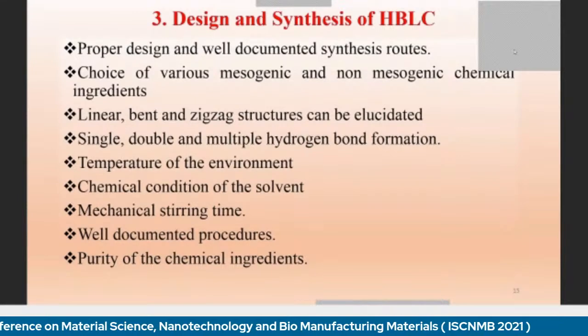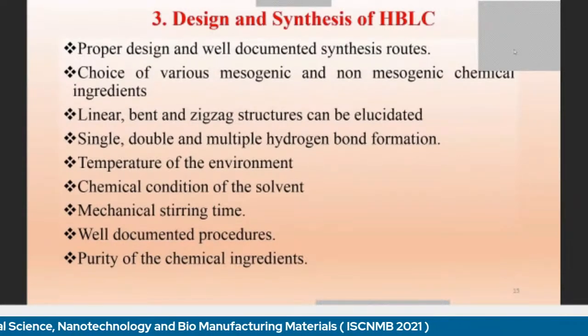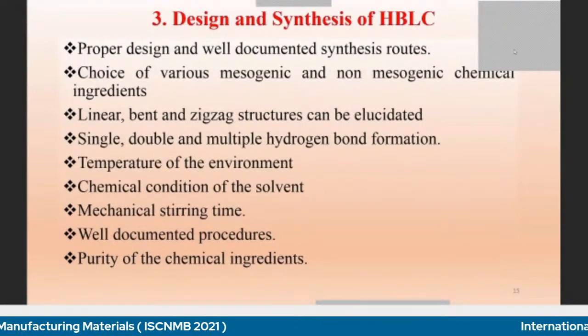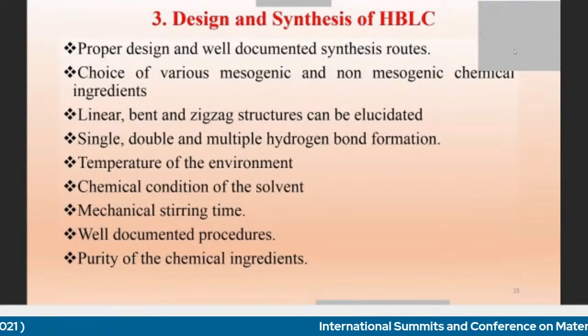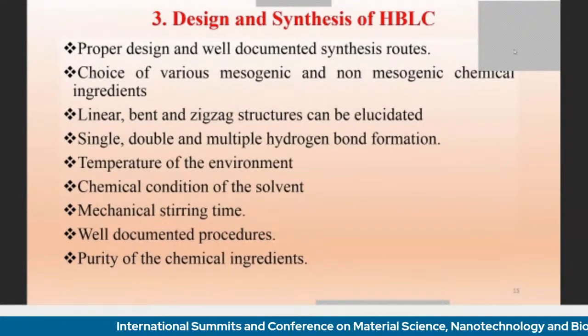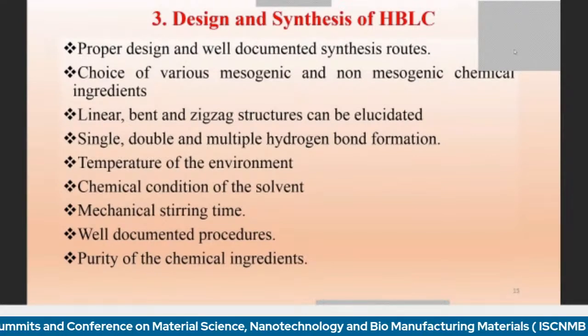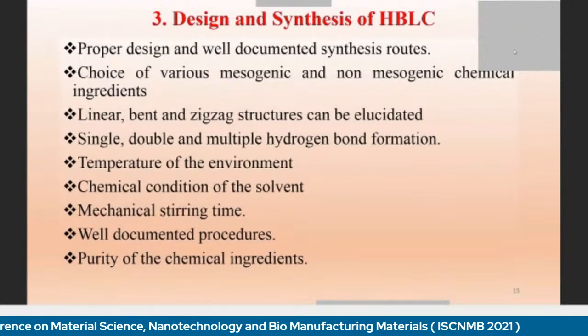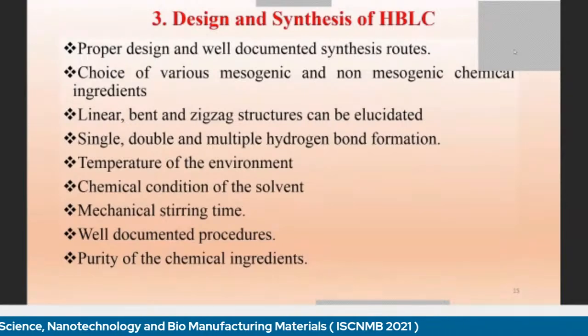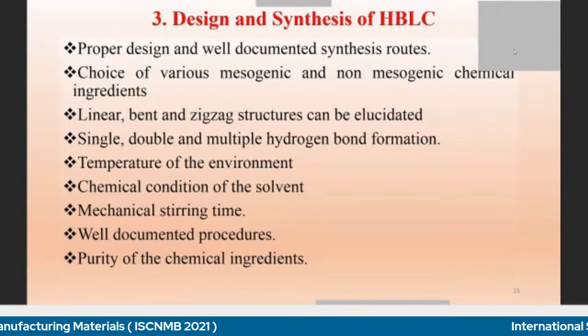So we can achieve either linear, bent or zigzag structures by choosing the appropriate ingredients. So we can achieve single hydrogen bond liquid crystals, double hydrogen bond liquid crystals, or multiple hydrogen bond liquid crystals. In our case, the bond existing between benzoic acids exhibits single hydrogen bonded liquid crystals, which is taken as a 1:1 molar ratio. And the temperature of our environment, we should be properly sterile, and we should have proper chemical conditions of the solvent.